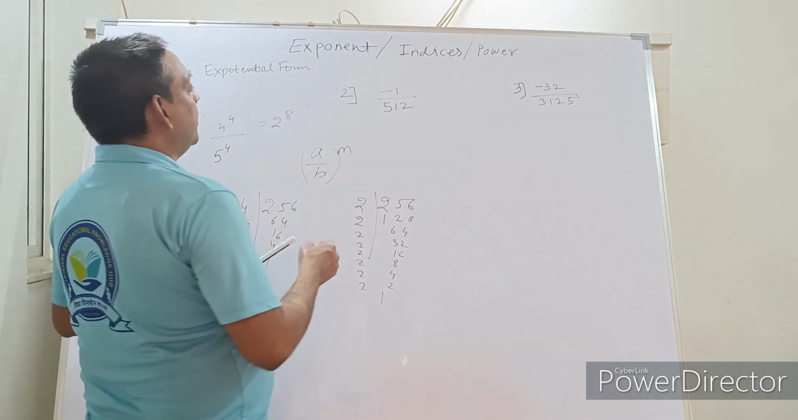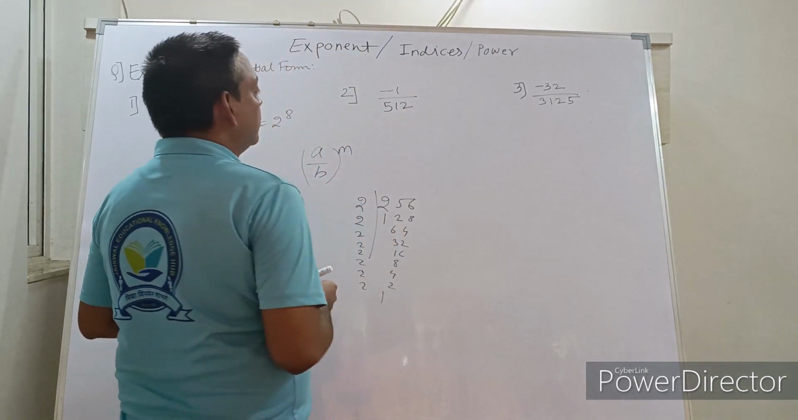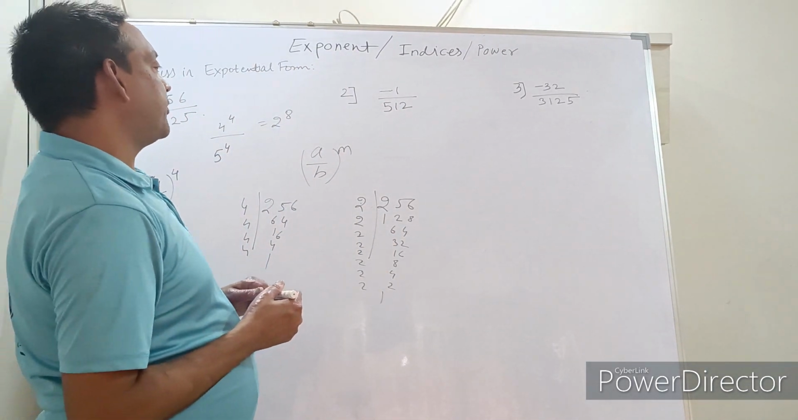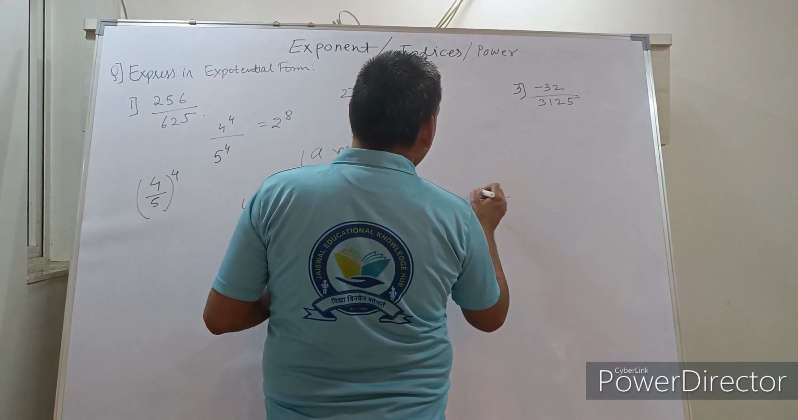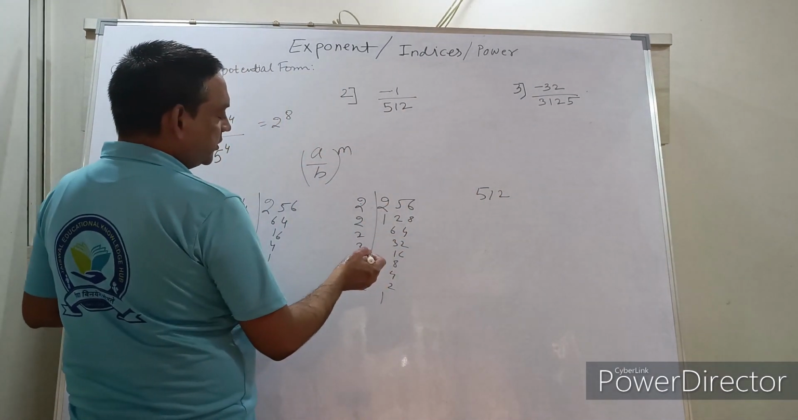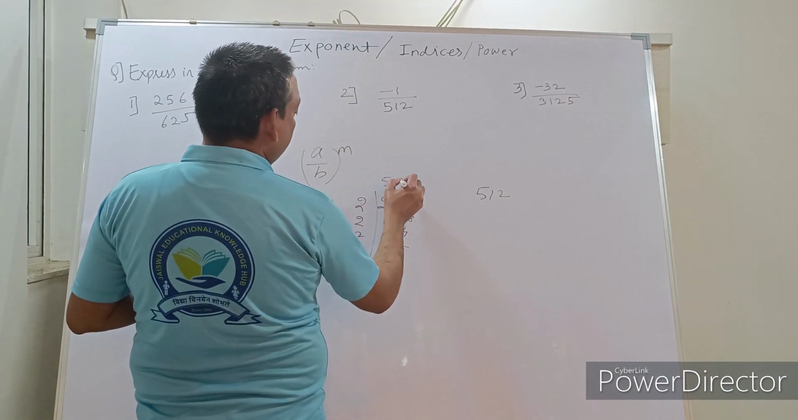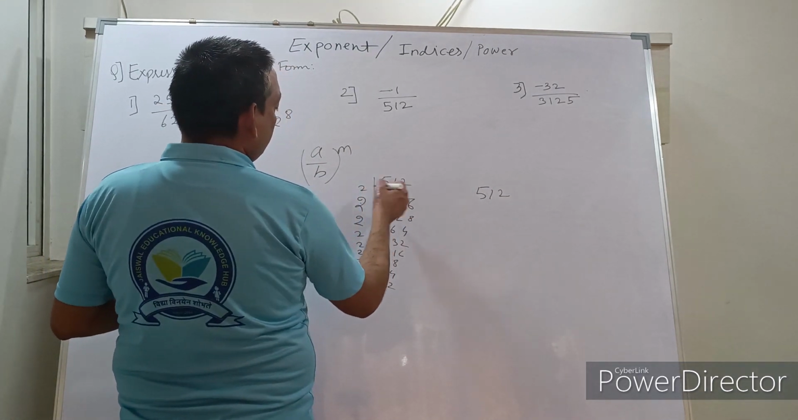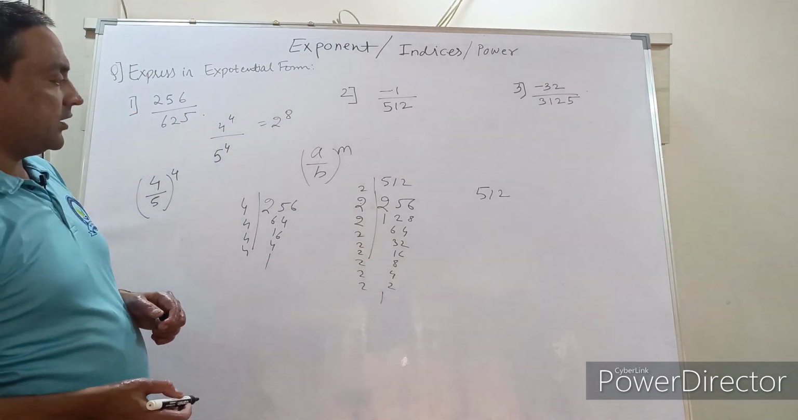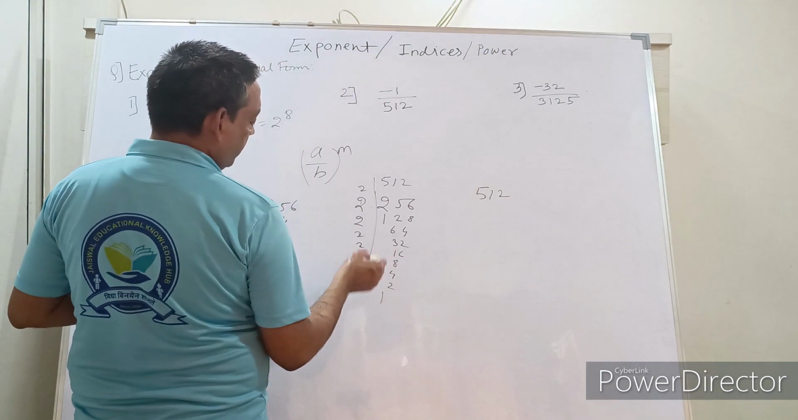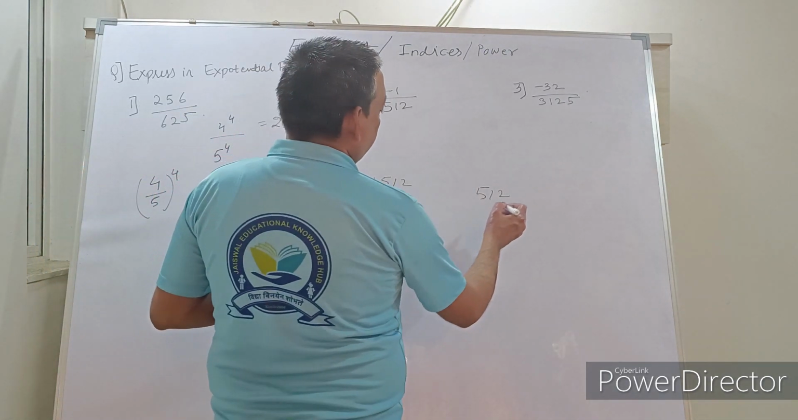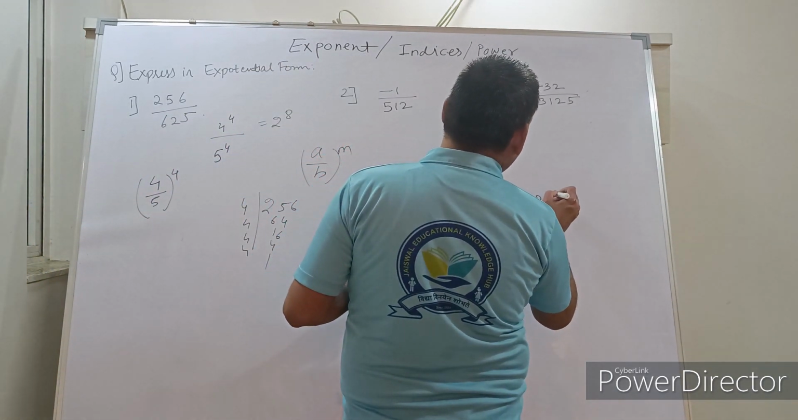Okay, same way, minus 1 upon 512. So first we have to find the factor of 512. Actually, if you see this same sum here, at 512 you keep cancelling by 2, so you will get the factor of this directly, which is 1, 2, 3, 4, 5, 6, 7, 8, 9. So this is nothing but 2 raised to 9.